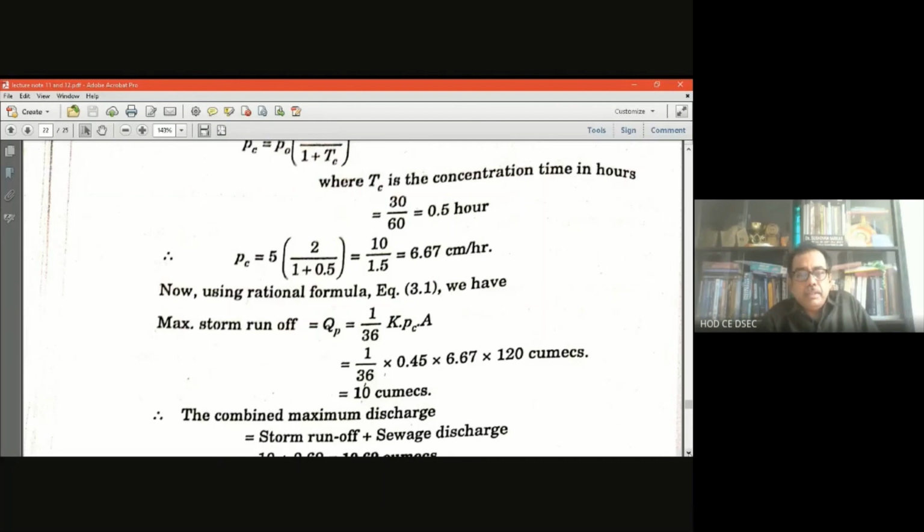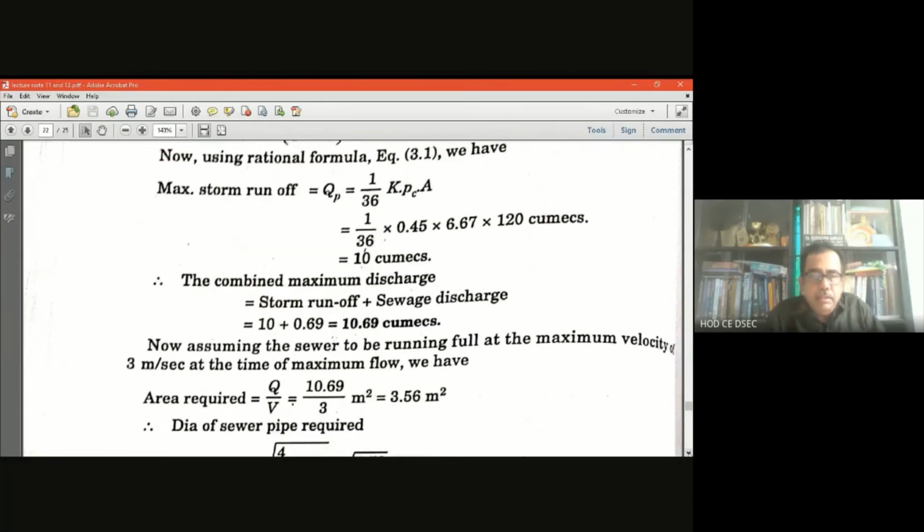So 1 by 36, K is given in the question. PC we have found out, 6.67 rainwater intensity, into A in hectares. Always it is given as 120 hectare, and the formula is built in the unit of hectare area. So ultimately it will give 10 QMax of that storm discharge. Here we will not use the peak factor or multiplying factor anymore, because that is the exact discharge which will be formed due to the raining.